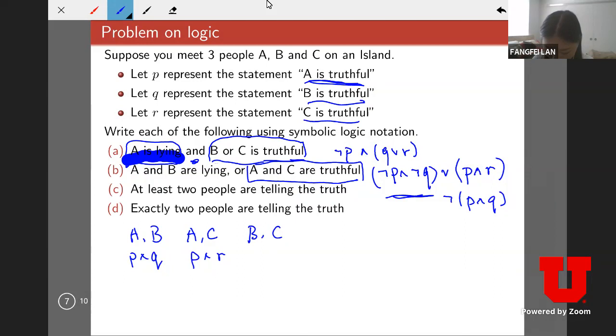So then we now have Q and R. So these are the three possibilities that we have. As long as we satisfy one of them, it will be correct. It would satisfy the statement. So that means we're going to put ors in between. So we have P and Q or P and R or Q and R. Make sense?